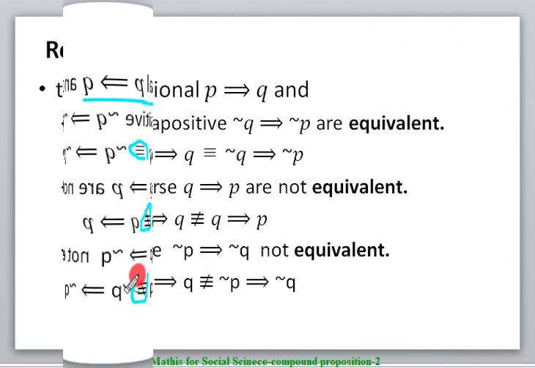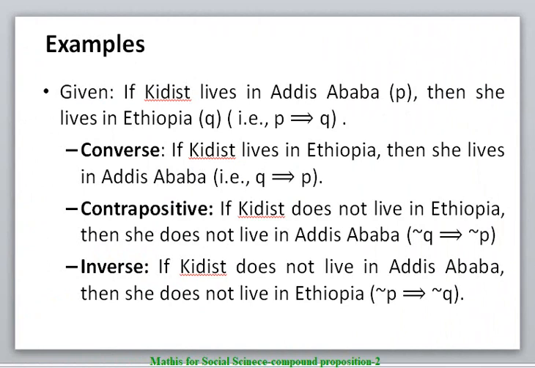Let's see some written examples. If Kadis lives in Addis Ababa, that means if we indicate this one with P, then she lives in Ethiopia. This is what we call a conditional statement because it is an if-then statement. Any proposition that is constructed using if-then is a conditional statement, and it is also called an implication. So P implies Q.